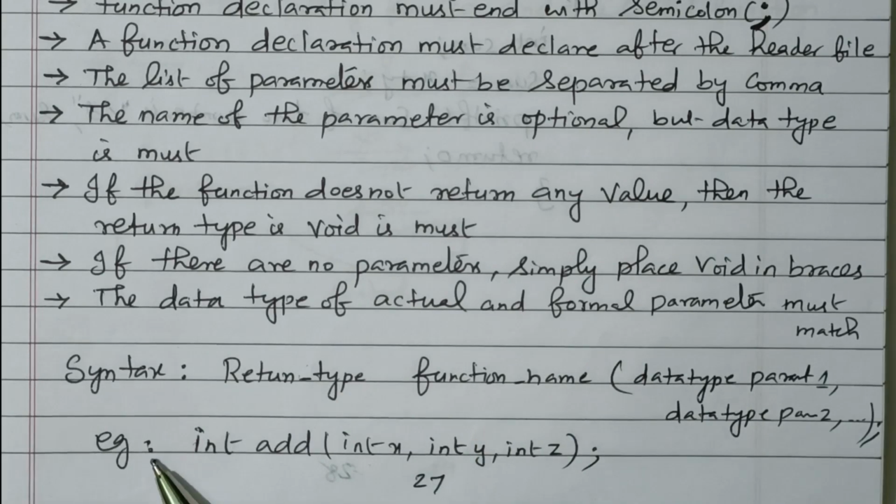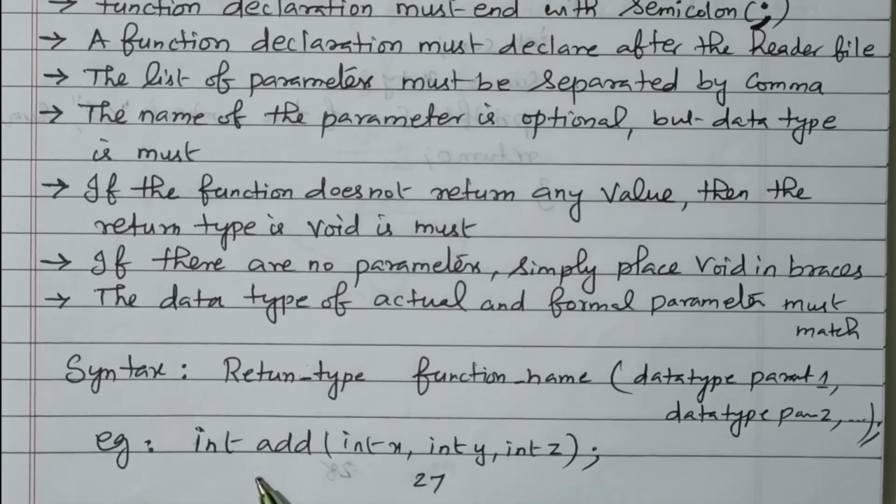For example, int add. So add is the function name. Then there are 3 parameters available: integer x, integer y, integer z. Then the return type is integer. So what is the meaning? The add is the function. We can pass 3 integer values, so it will add these 3 integer values and return the answer.